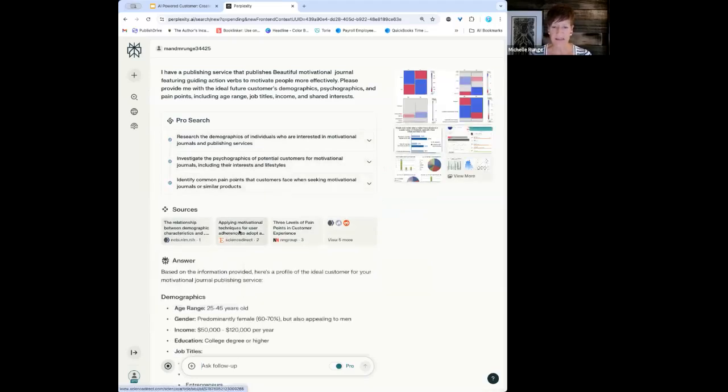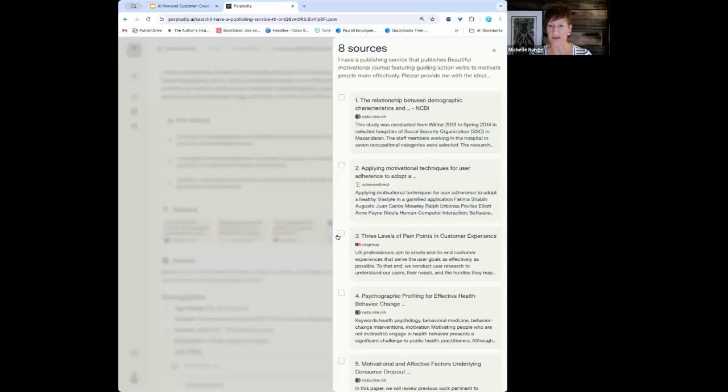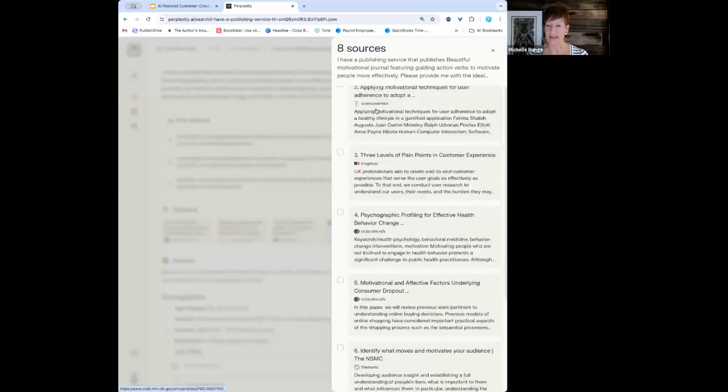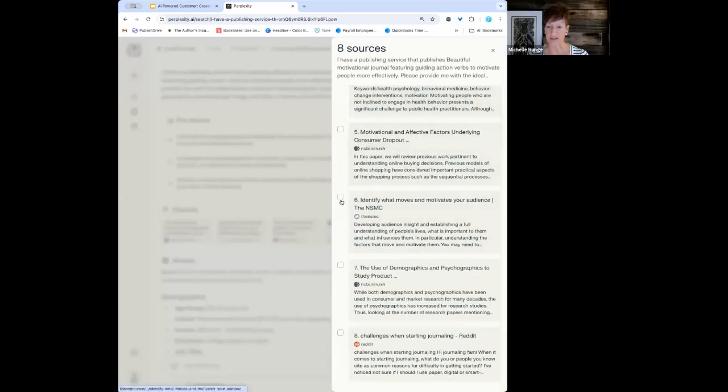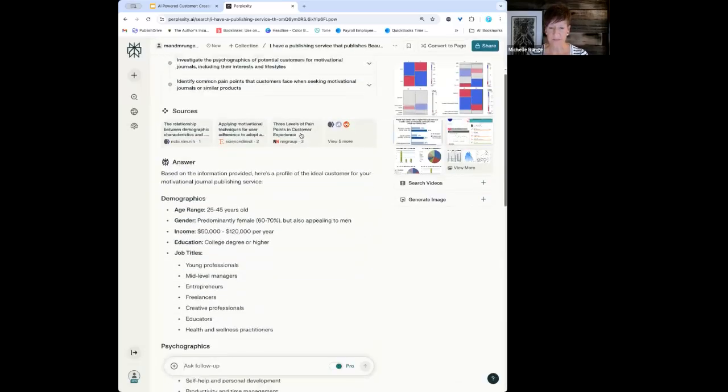Now down here, you're going to see that it has all of these different sources, and you'll see it has 5 more. If you click on any of these, or click on this on the side, it's going to show you exactly the different websites that it came to. You can click on any of these and it's going to take you to those sites. All right, so let's see what it comes back with.